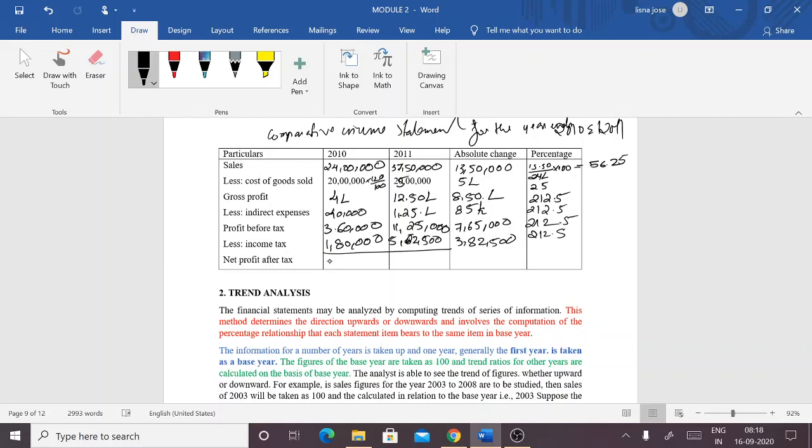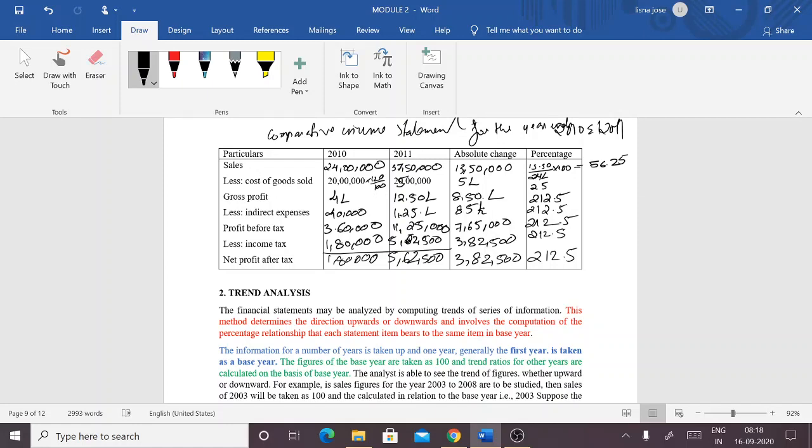That means you need to deduct this income tax amount from the profit before tax. So here the amount is 1,80,000, and here it is 5,62,500, and there is an absolute increase of 3,82,500, and the percentage change here is 212.5. Okay, so after completing the calculation, what you need to do?